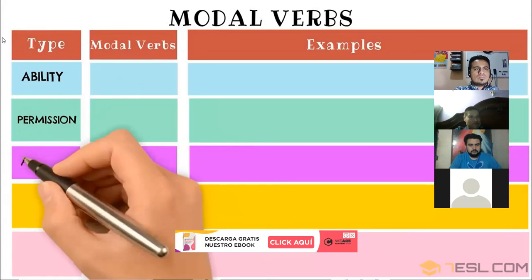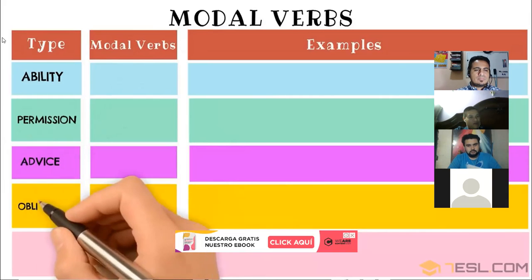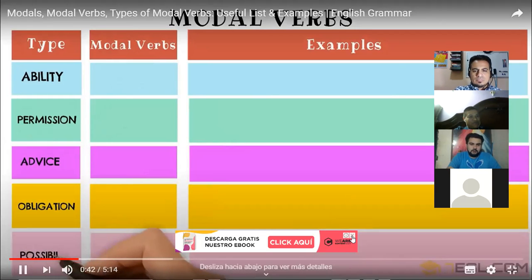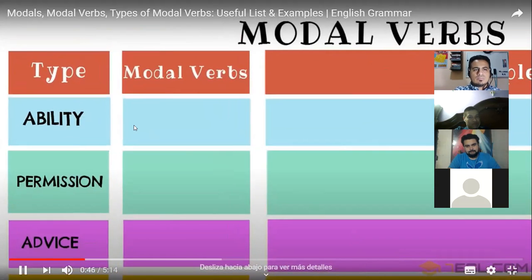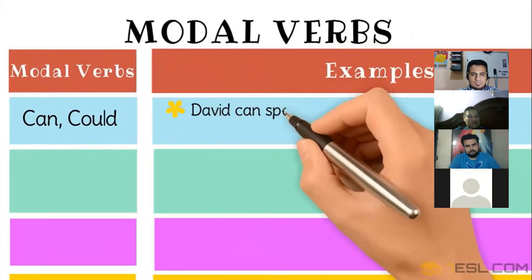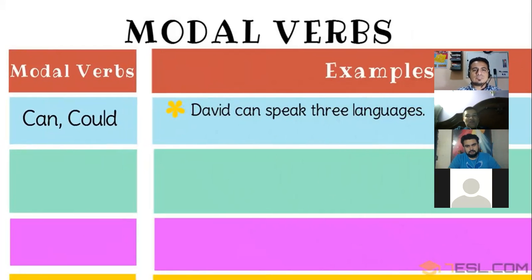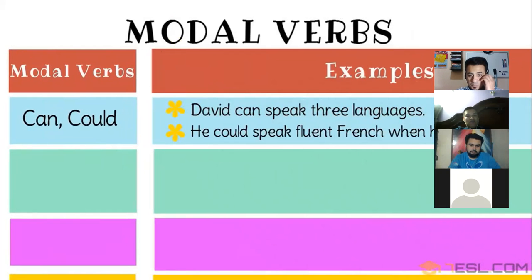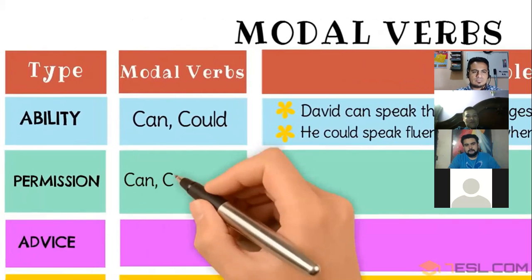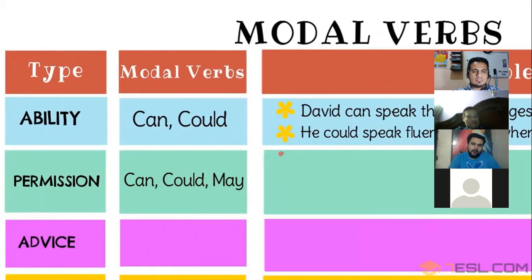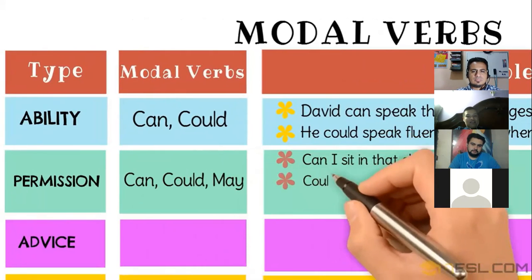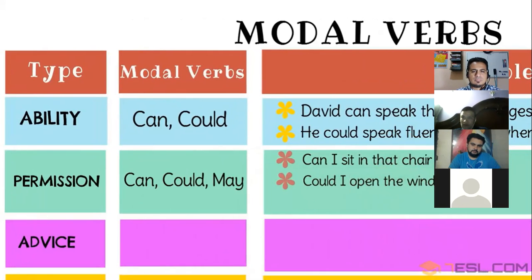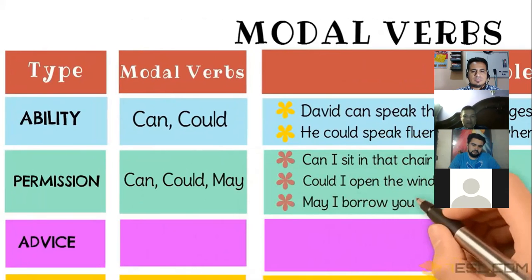Permission. Advice. Obligation. Possibility. Can. Could. David can speak 3 languages. He could speak fluent French when he was 5. Can, could, or may. Can I sit in that chair, please? Could I open the window? May I borrow your dictionary?